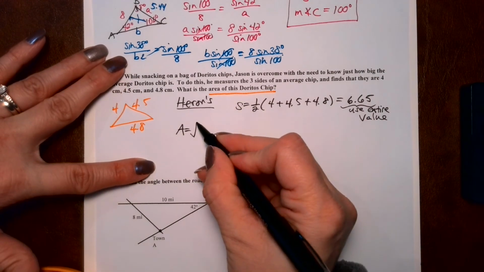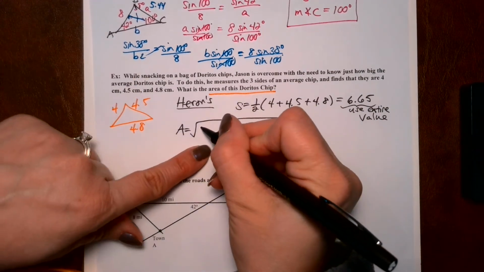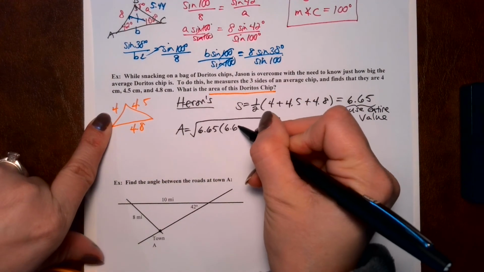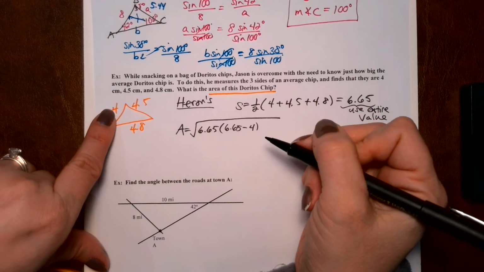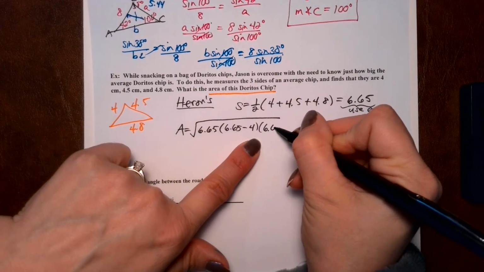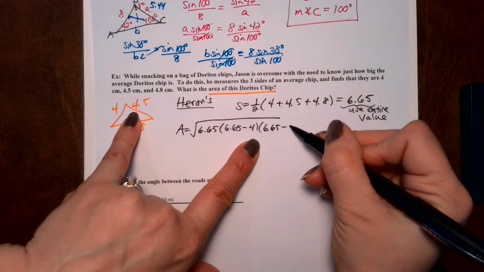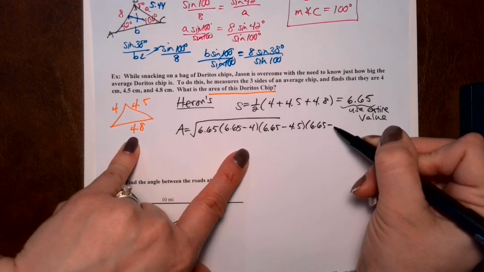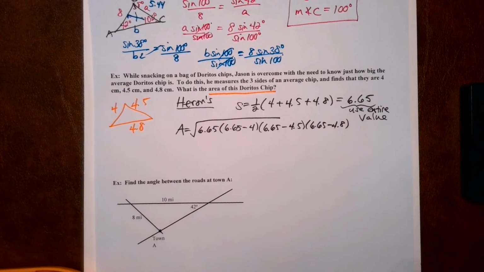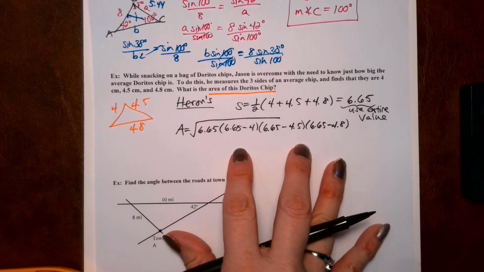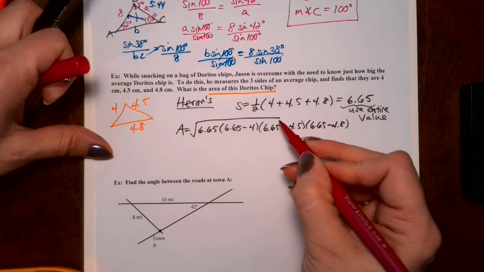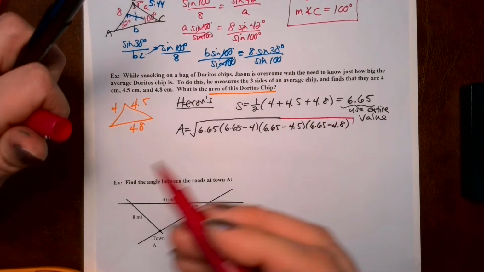The area is big square root, and we start with the semi-perimeter. And then we have to do semi-perimeter, subtract one of the sides. Semi-perimeter, subtract off the second side. Semi-perimeter, subtract off the final side. Okay? Is this a good setup here for area? No, make sure that you have that radical covering the entire calculation.